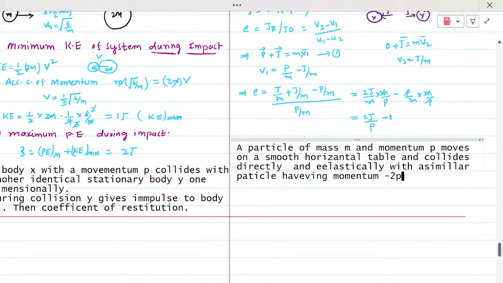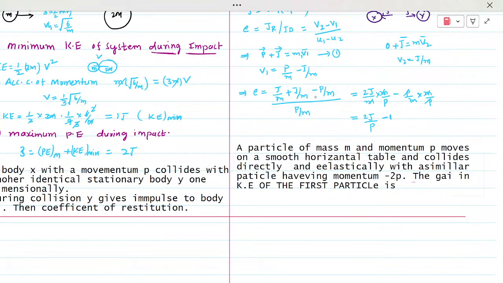The gain in kinetic energy of the first particle is given by E equal to x p square by (x minus 1) into m. So now, x is equal to how much, they are asking.